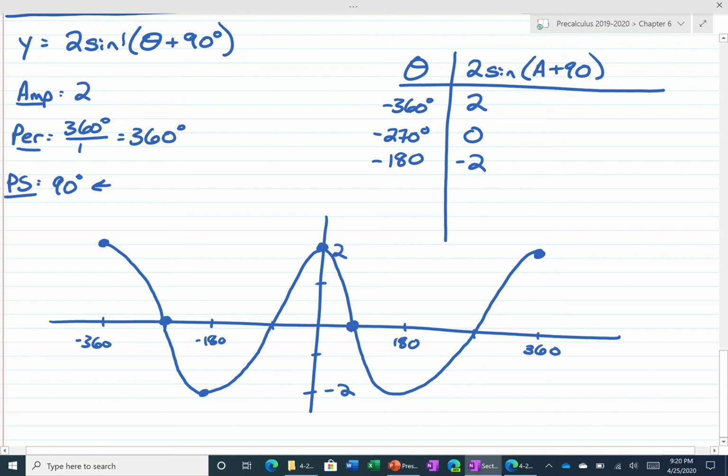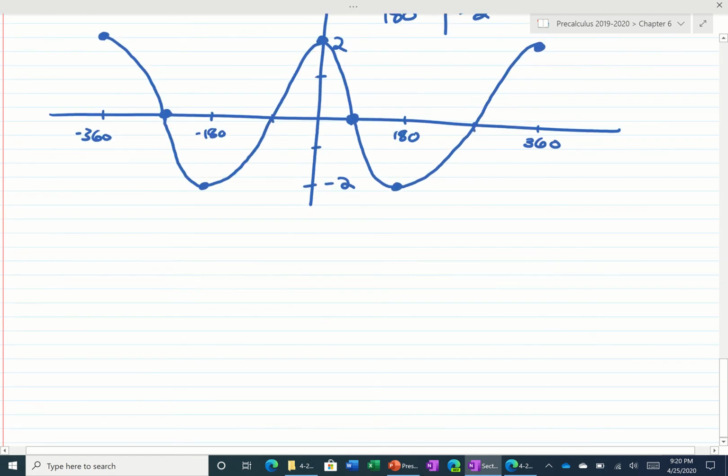But we could keep picking more values if you're not sure. Like if you plug in negative 90, you will see it's 0. If you plug in 180, you will see that it's negative 2. Eventually, you'll get the hang of it. We use the period, amplitude, and phase shift to kind of bring everything together. We'll do one more, and I'll give you some homework.